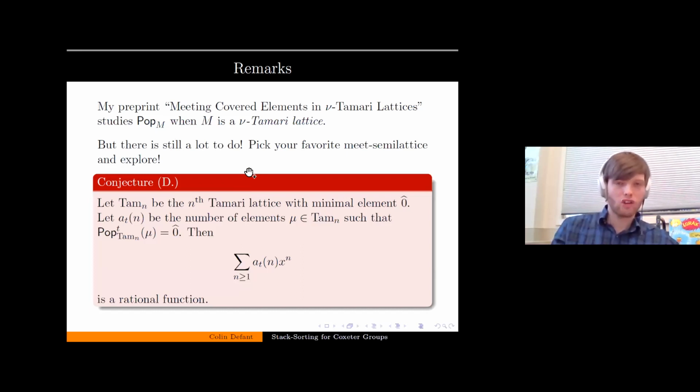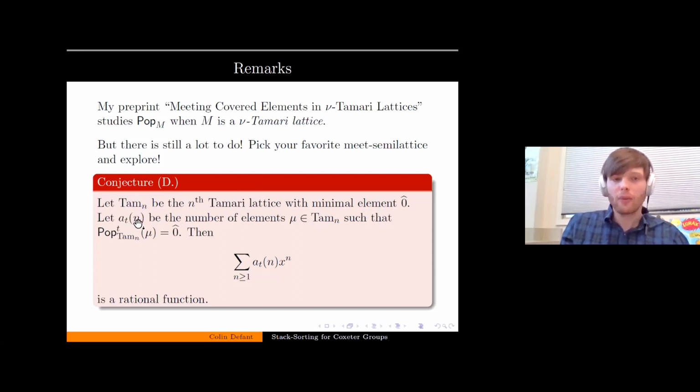And I do have this one conjecture about Tamari lattices. So here I'm letting Tam sub n be the nth Tamari lattice. If you're not familiar with these, just think of these as some very nice lattices. They can be defined on Dyck paths, for example. And they have a lot of interesting connections with algebraic combinatorics. 0 hat here is going to be the minimal element of this lattice.